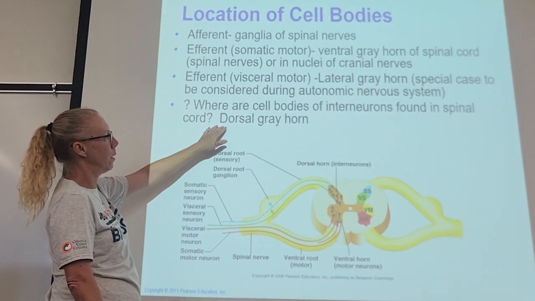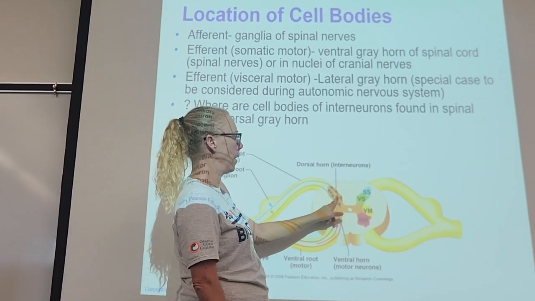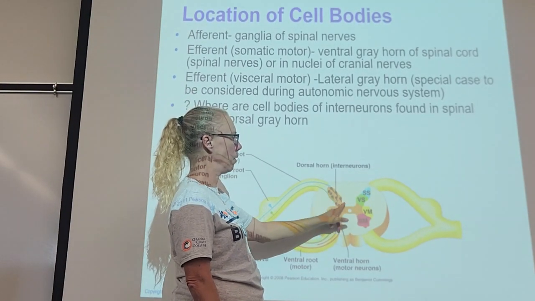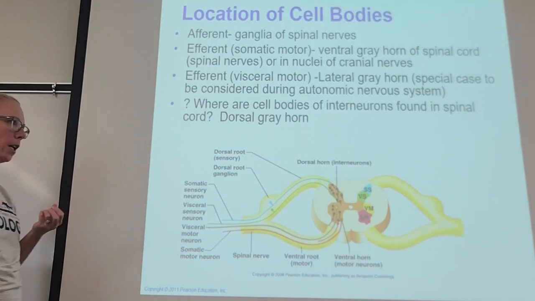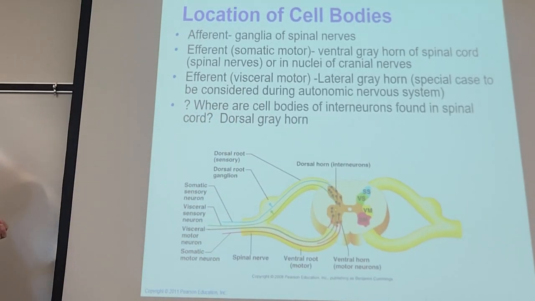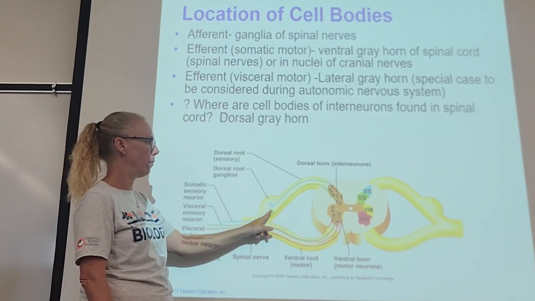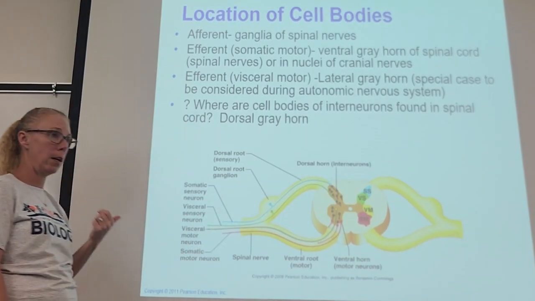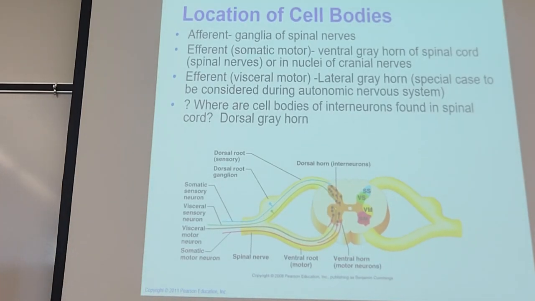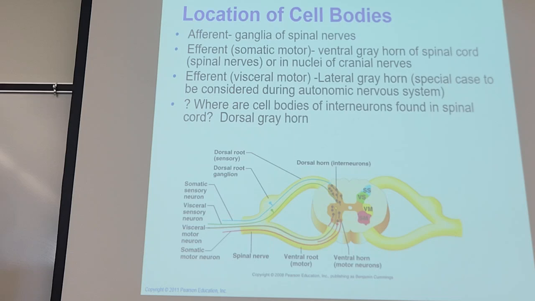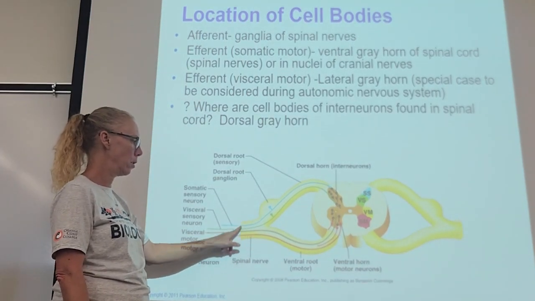So where are cell bodies of interneurons found in the spinal cord? We already said that's the dorsal or posterior gray horn because that's where they're synapsing with those sensory neurons, taking in information and analyzing, right? The dorsal or posterior gray horn is where you're going to find cell bodies of either somatic or visceral sensory neurons. Nothing new, just repetition. And we know that spinal nerves carry both sensory and motor information.